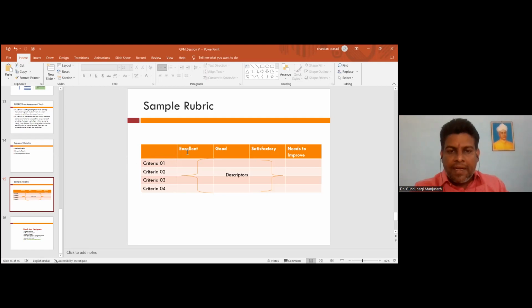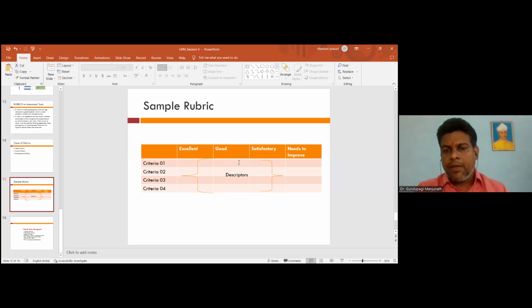So whatever content you include in the descriptors, for example, what you are expecting from the student from the assignment. Say a research project is there. Without a clear statement of the problem, he has done the project very well. Well written, well crafted ideas, everything is there, but the statement of problem is missing. So your criteria 1 is statement of the problem. Statement of the problem is clearly mentioned in the project. Statement of the problem is not clearly mentioned.